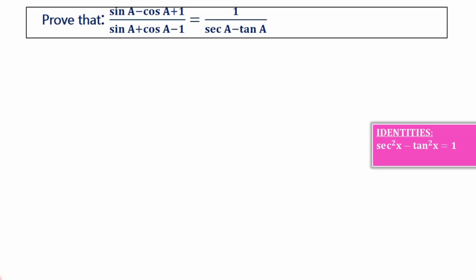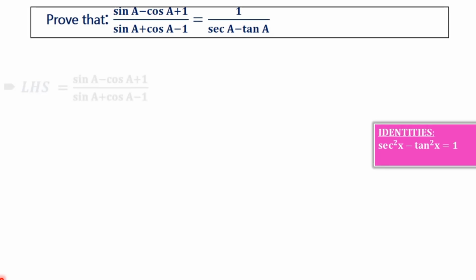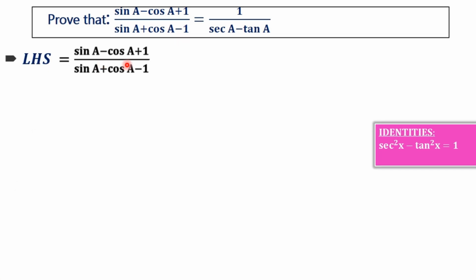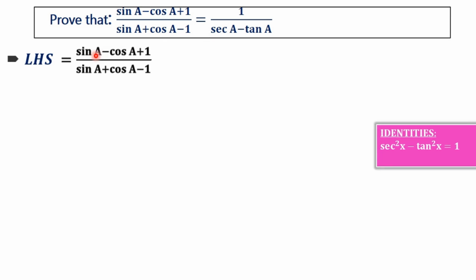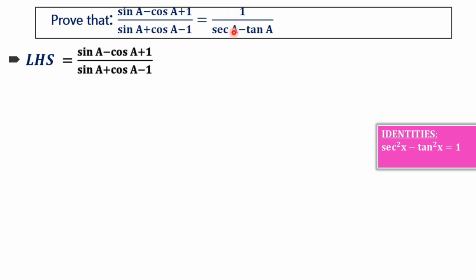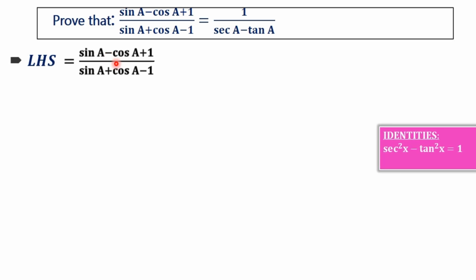So at first, in order to prove this, we are taking the left hand side of the equation, that is (sin A minus cos A plus 1) divided by (sin A plus cos A minus 1). What we are going to prove is that this LHS equals the RHS, that is 1 by (sec A minus tan A). For proving that, first note the terms of the RHS are in sec A and tan A, but the LHS is in sin A and cos A.